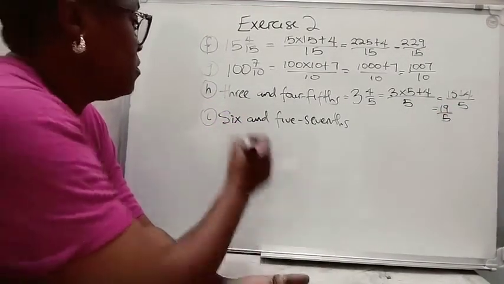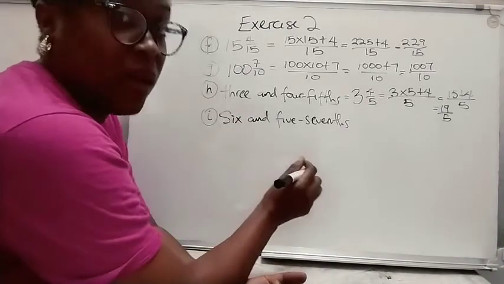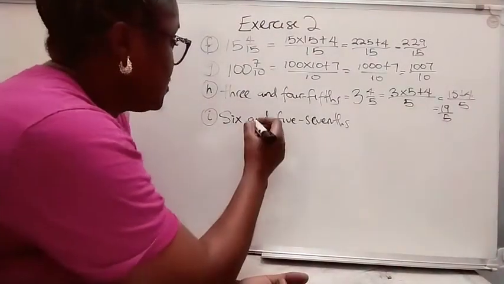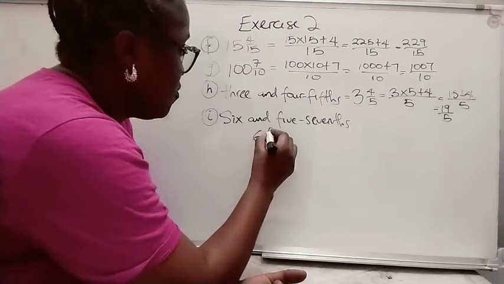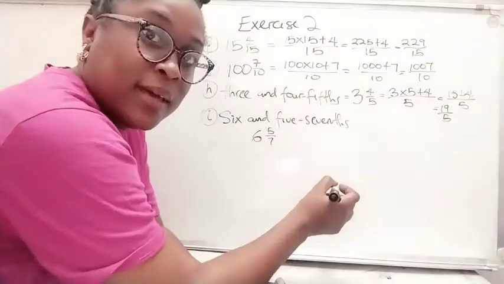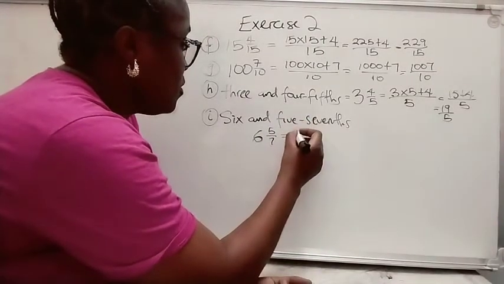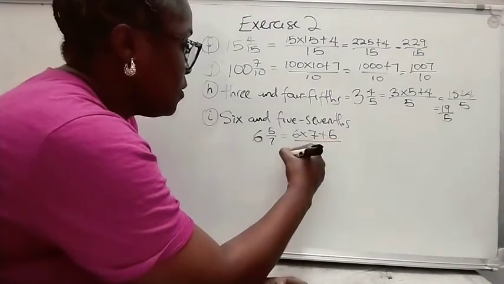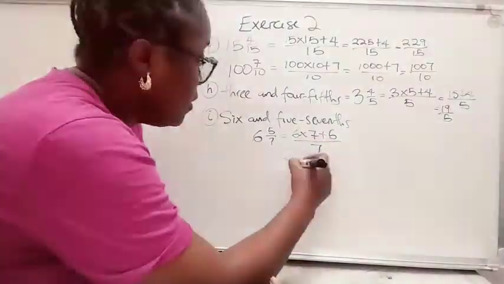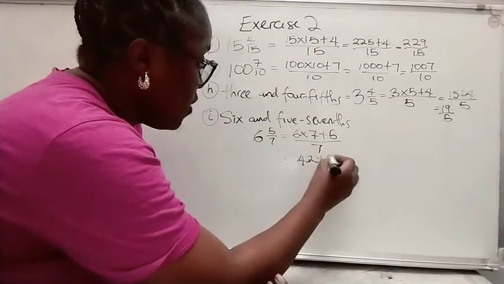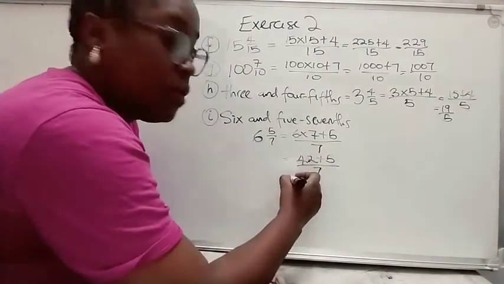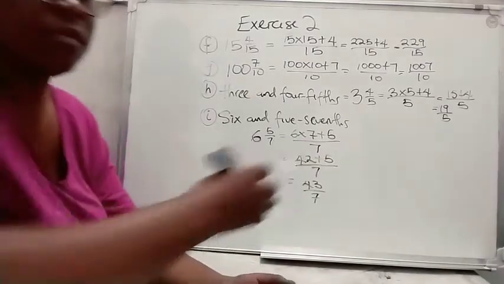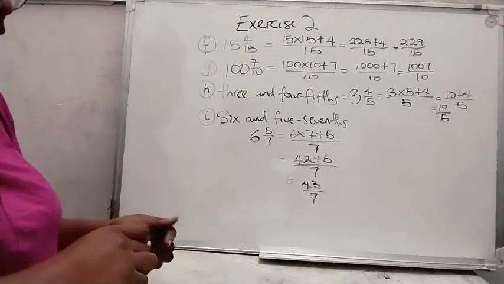So we also have exercise 2I, 6 and 5/7. So that is 6 and 5/7. Okay? So we convert it: we have 6 times 7 plus 5 all over 7. 6 times 7 is 42, plus 5 over 7. So that gives us 43 over 7. So that's our exercise 2.